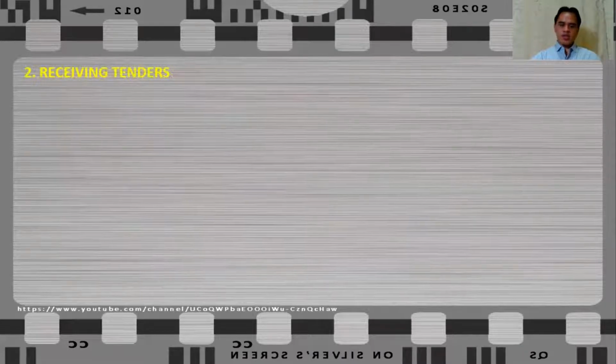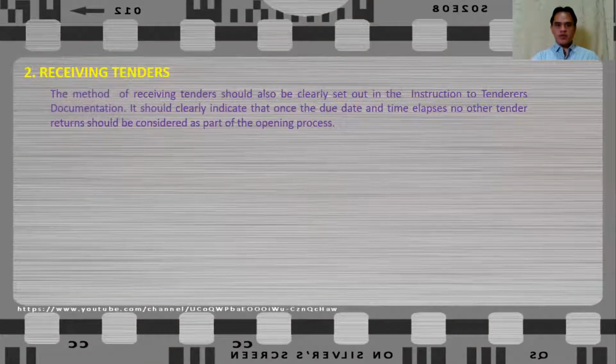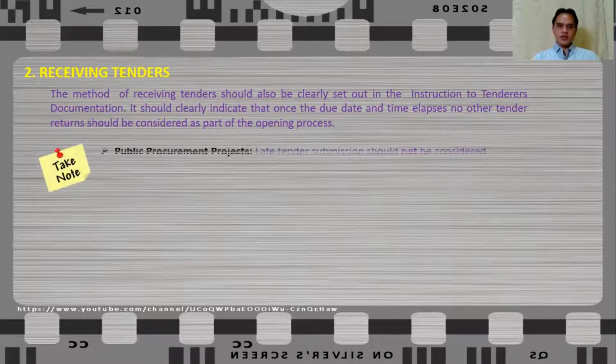Now let's talk about receiving of tenders. What will the tender team do after they receive the tender returns submitted by the contractor? The method of receiving tenders should also be clearly set out in the instruction to tenderers documentation. It should clearly indicate that once the due date and time lapses, no other tender returns should be considered as part of the opening process. You have to take note that for public procurement projects, late tender submission should not be considered. This is to be observed strictly.